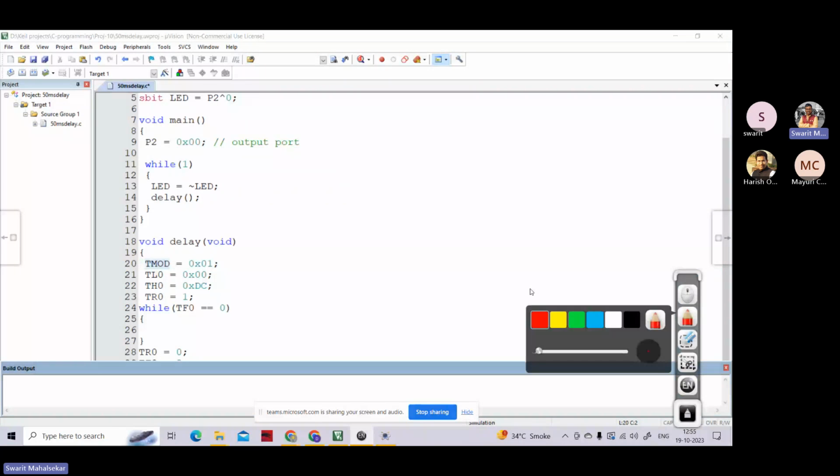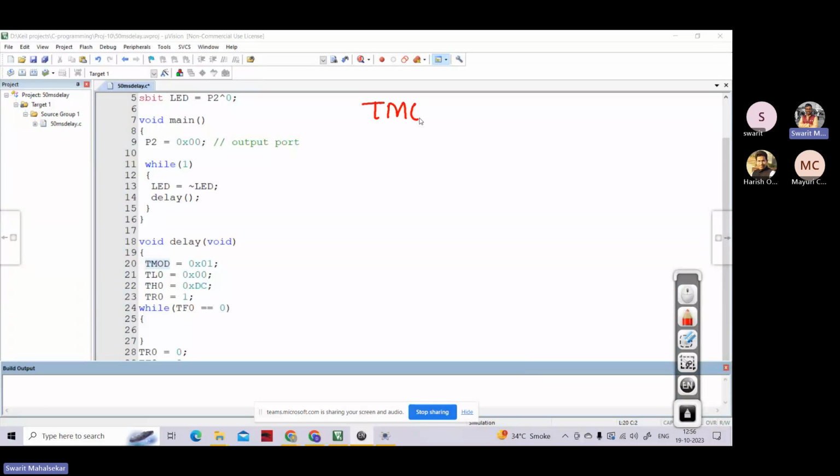So my TMOD is equivalent to 0x01. So what does that mean? This particular 0 means 1, 2, 3, 4, and this particular one means 1, 2, 3, and over here we will get 1.